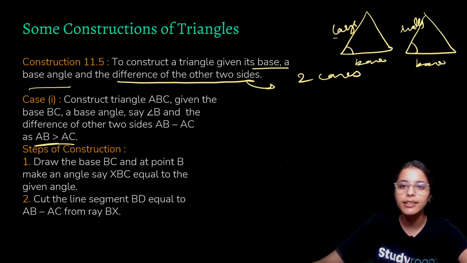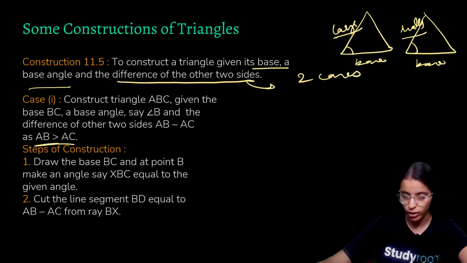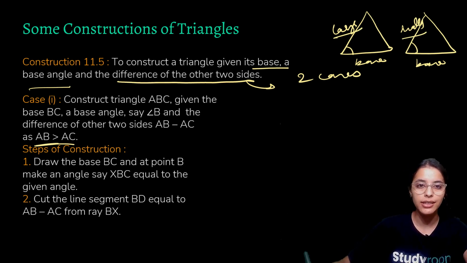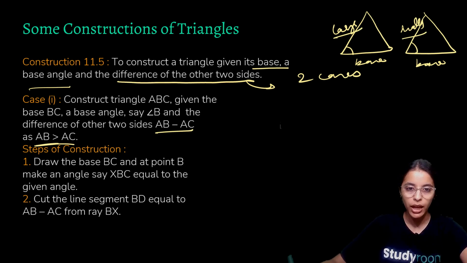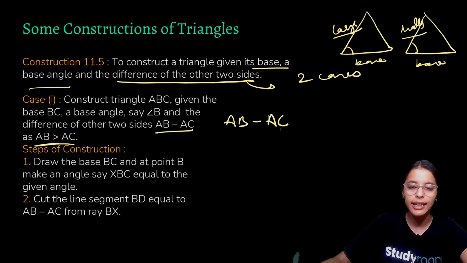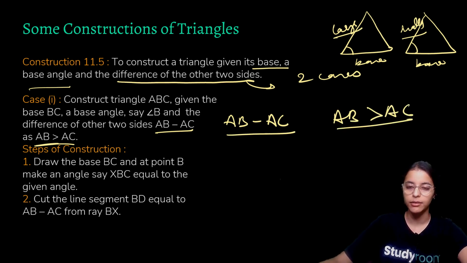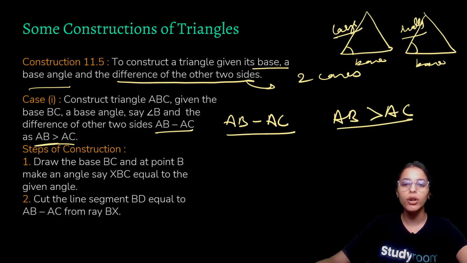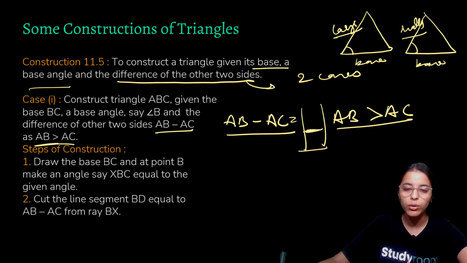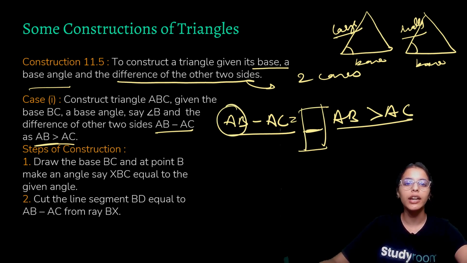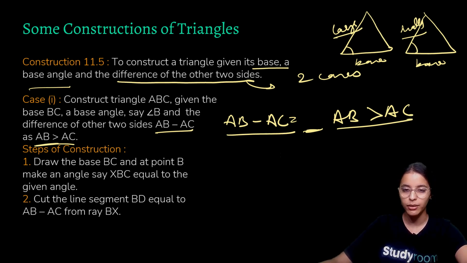Now, who decides whether the side is larger or smaller? We'll see the difference that is given over here. If we are given AB minus AC, that would mean that AB is greater than AC, because the length has to be positive, and positive would only come on the right hand side if AB is a greater number than AC. Otherwise, negative would come out. But length is not negative.